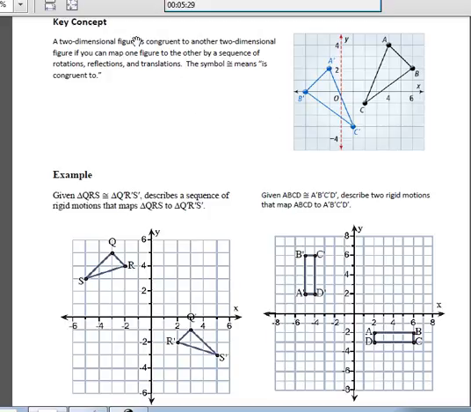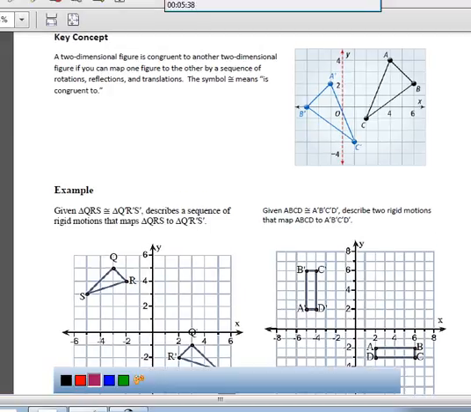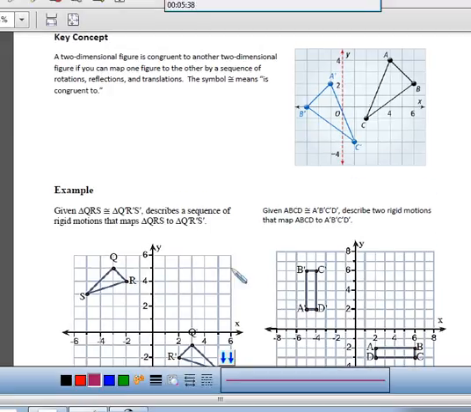So, key concept, a two-dimensional figure is congruent to another two-dimensional figure, and that's a really big idea. So I better underline. Is congruent to another two-dimensional figure if you can map one figure to the other by a sequence of rotations, reflections, and translations. The symbol equal sign with a mustache means is congruent to. And remember, congruent, same shape, same size.